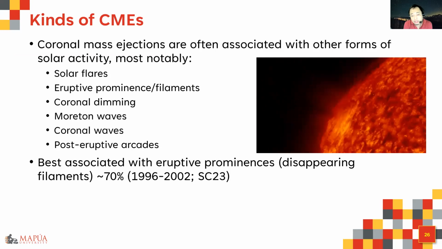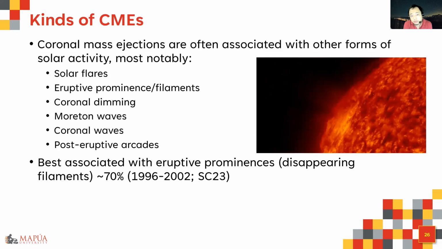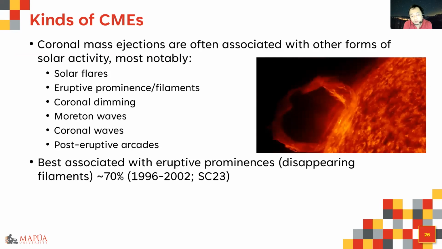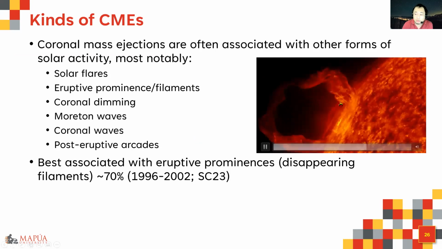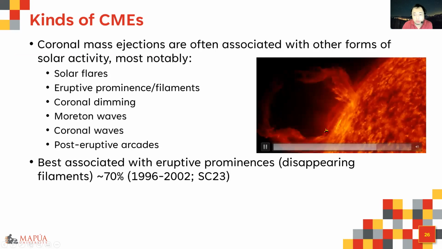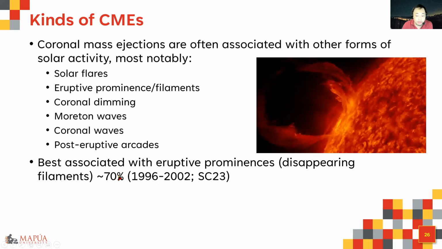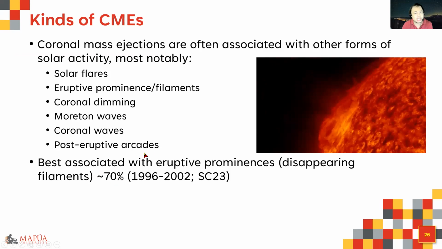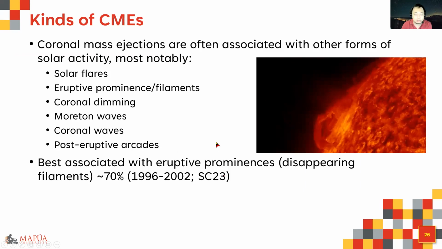If we're going to observe CMEs by the eruption of filaments or prominences, prominences would look like this. Eruption of prominences will look like this, but filaments will look a little bit different, which I'm going to show you later. But anyway, it's about 70% last solar cycle. I'm just not sure now. I haven't seen a paper about the current solar cycle.